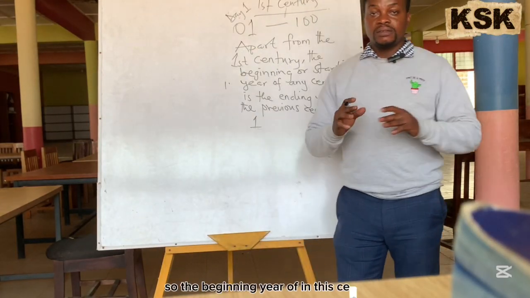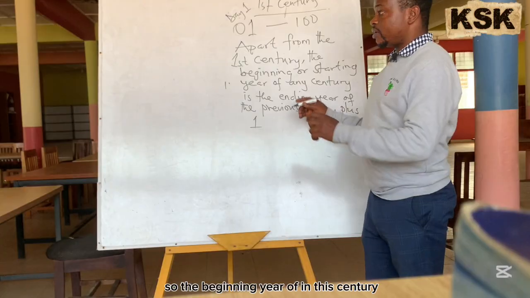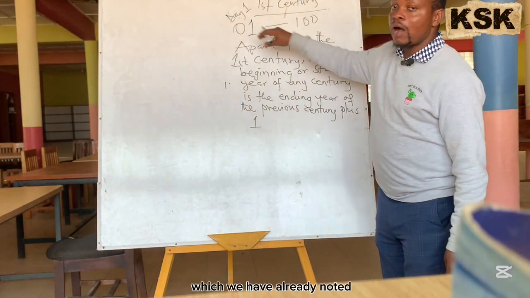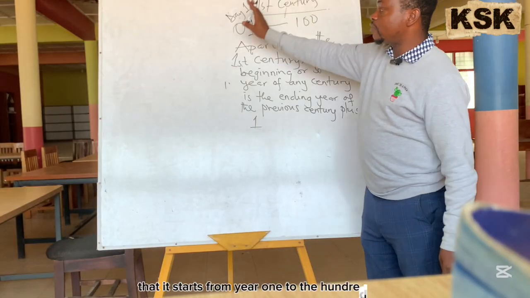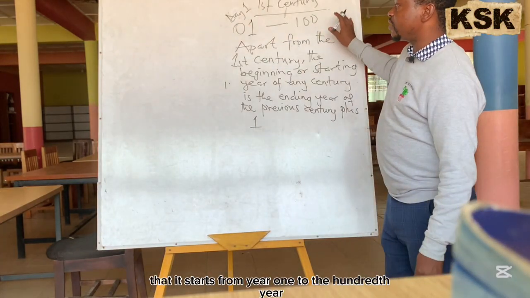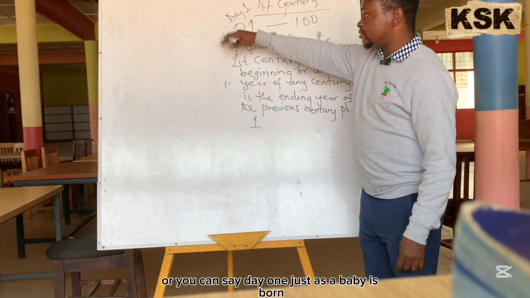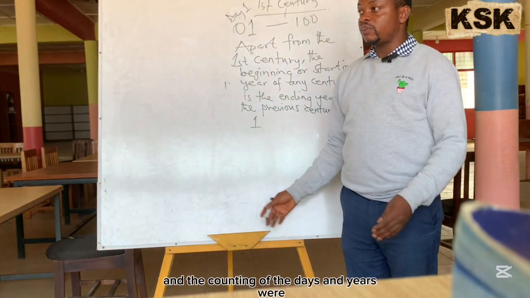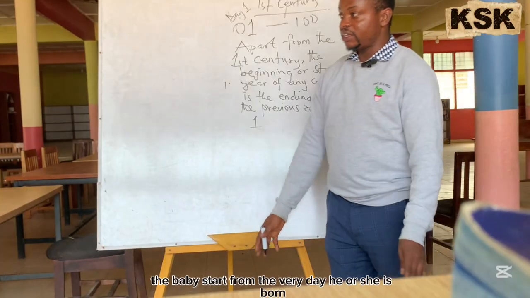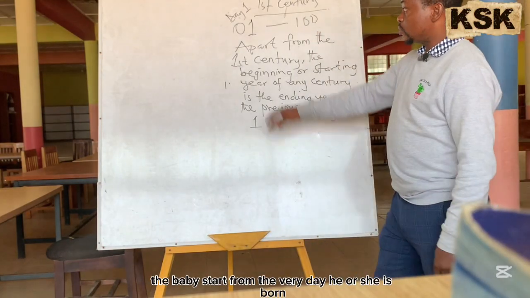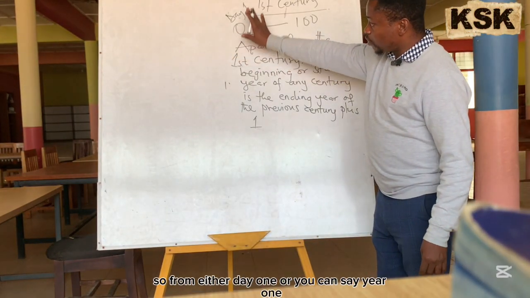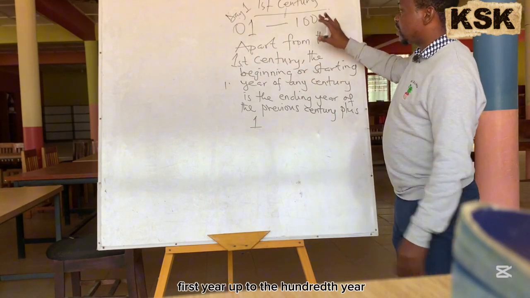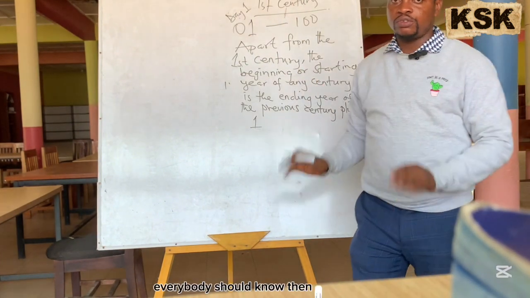So the beginning year of any century, apart from the very first century, which we have already noted starts from year 1 to the 100th year, or you can say day 1, just as a baby is born, and the counting of the days and years for the baby starts from the very day he or she is born. So from either day 1, or you can say year 1, first year, up to the 100th year, that's the first century, basic, everybody should know.